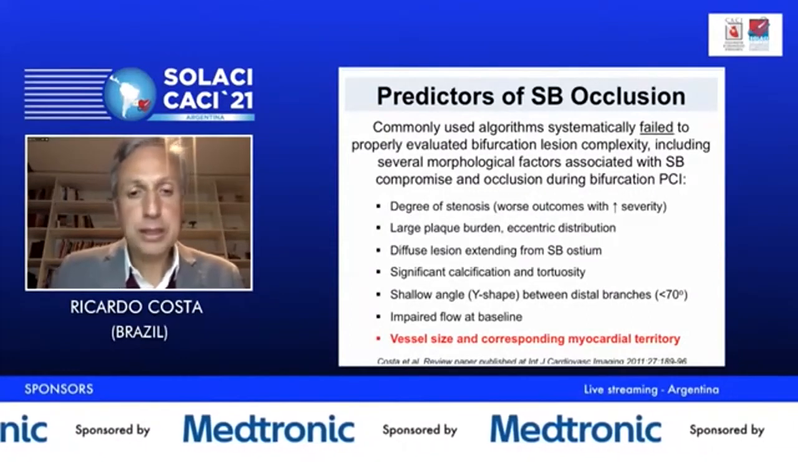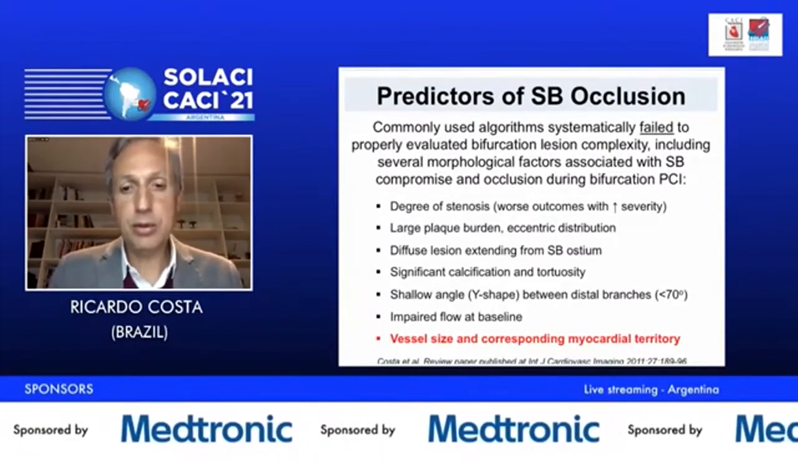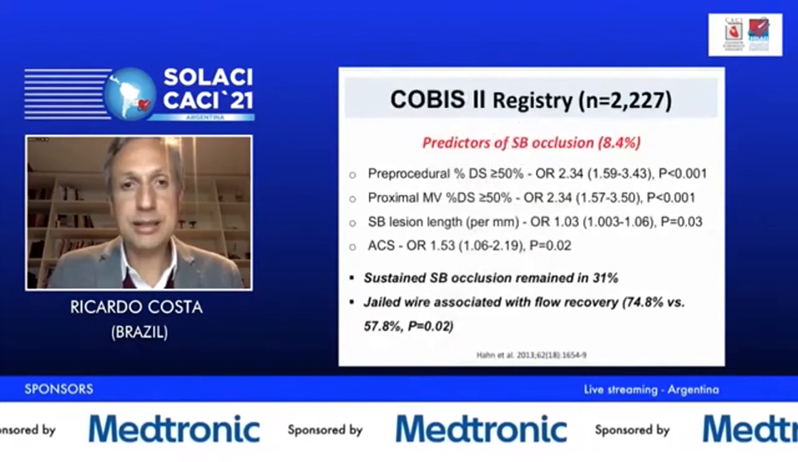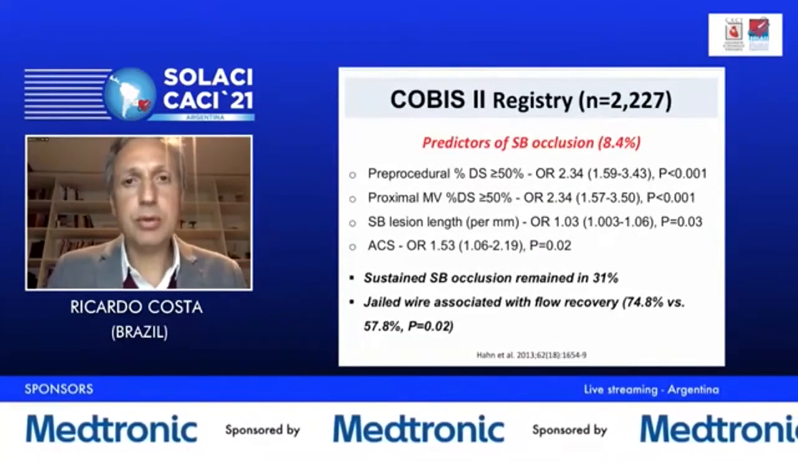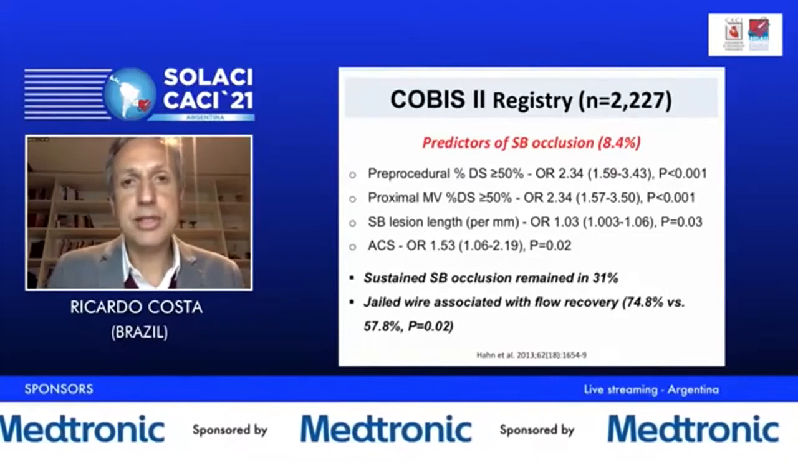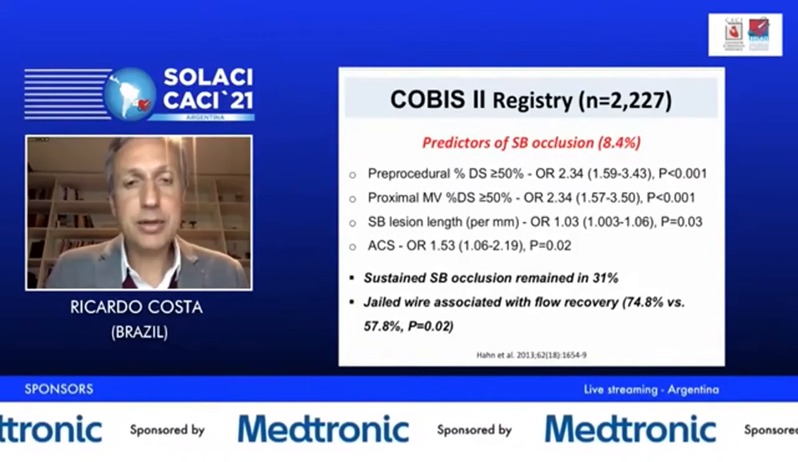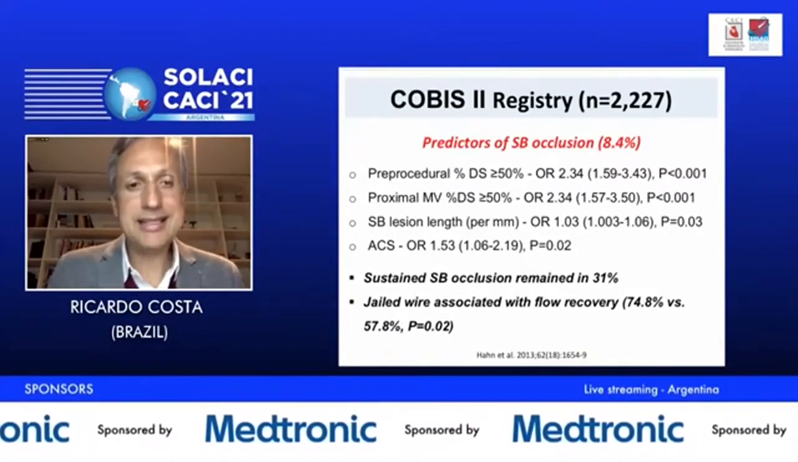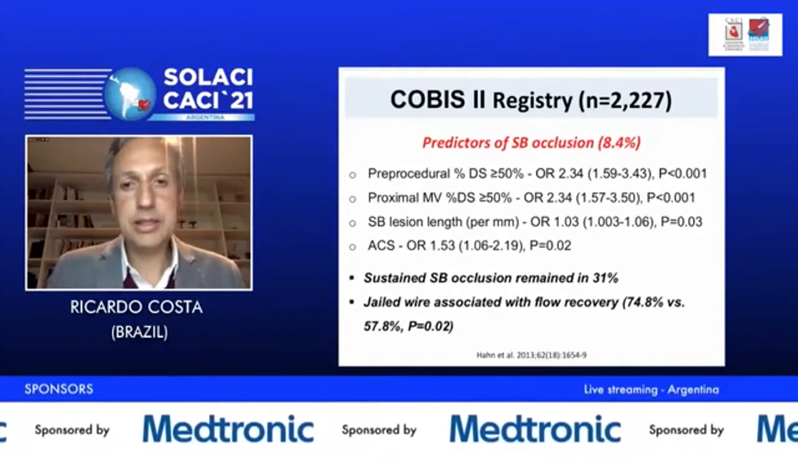When the angle is smaller, there are more chances of occlusion, impaired flow at baseline, and also the vessel size corresponding to the myocardial territory. Some trials confirmed this information, such as the COBI-2 registry: the presence of stenosis in the left main, and the extension of occlusion.